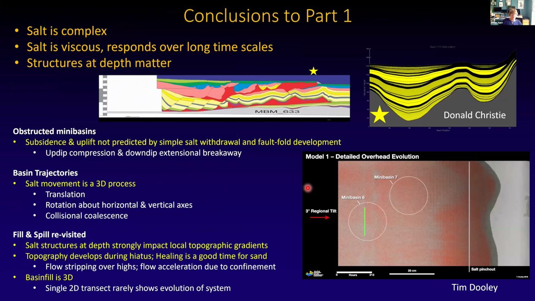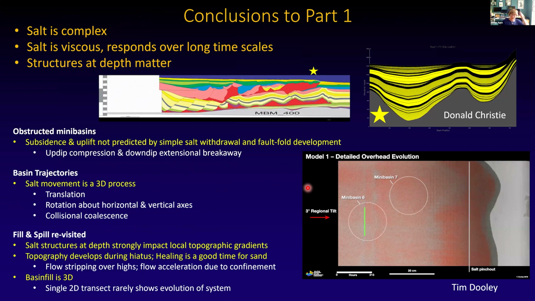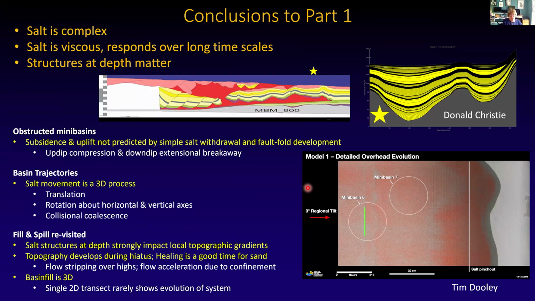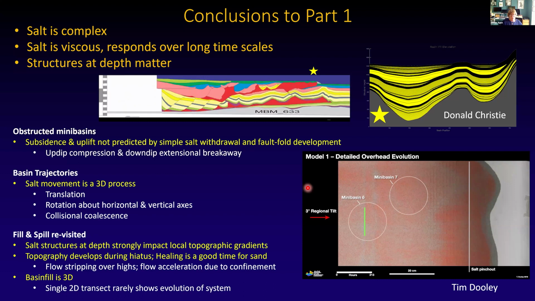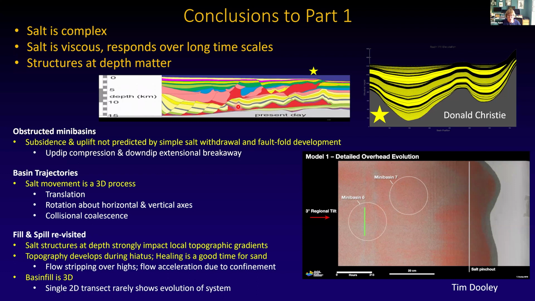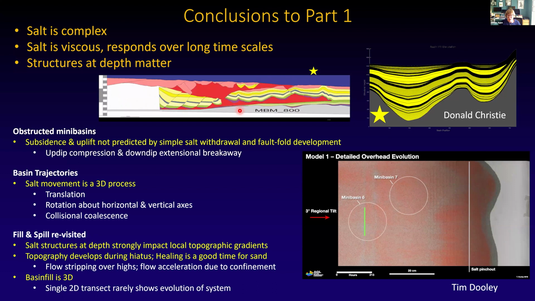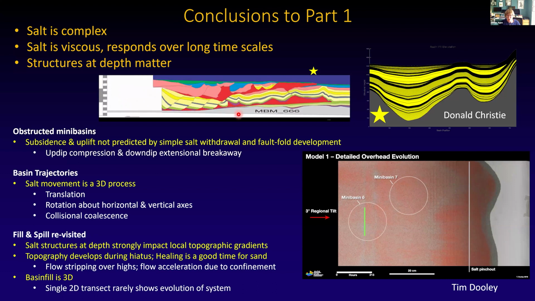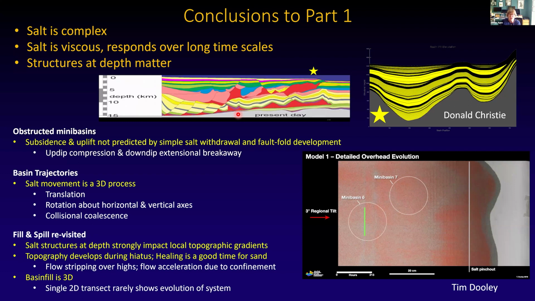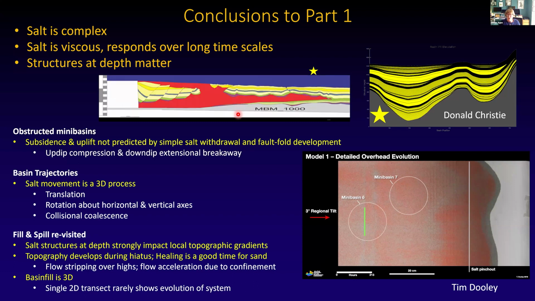Conclusions. Well, the first, because I work for the Applied Geodynamics Lab, salt is complex. Salt is also viscous and responds over very long time scales. The structures at depth matter. So when that basin collides, as it does here, a whole new set of structures develop. We would call that a structural threshold. And those thresholds are actually very important in terms of producing bathymetry on the sea floor. Structural tipping points.